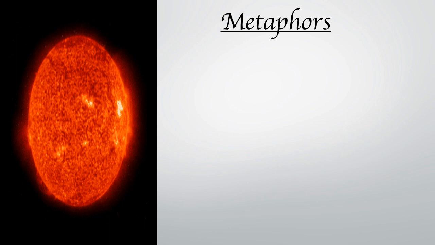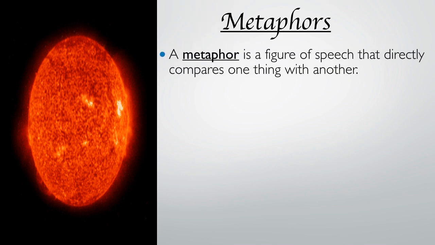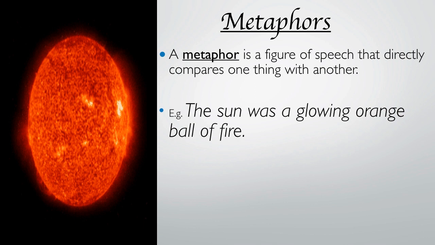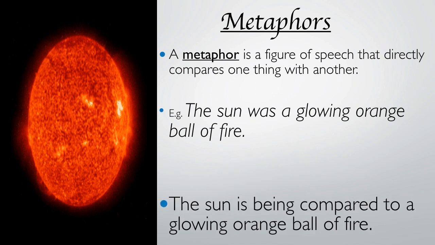Let's go to metaphors. A metaphor is a figure of speech that directly compares one thing with another. And notice metaphors do not use the terms like or as. So let's look at our example sentence. The sun was a glowing orange ball of fire. Which thing is being compared directly with another? If you said sun, an orange ball of fire, you are absolutely correct. The sun is being compared to a glowing orange ball of fire.